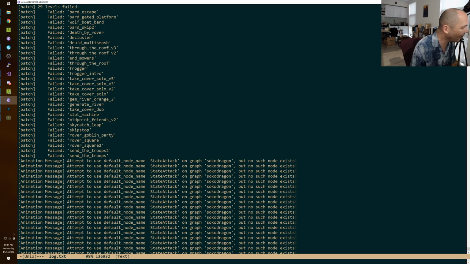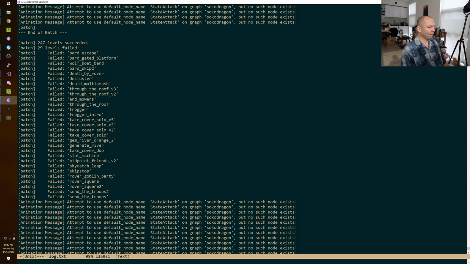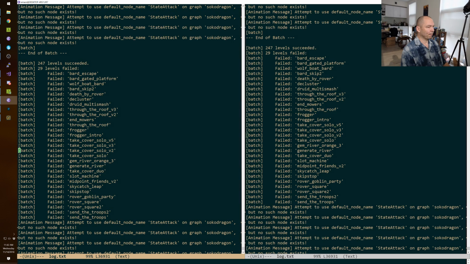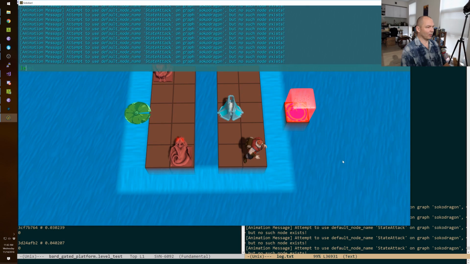Twenty-nine. Ugh, that's still a lot. But it could all be new levels. Like, I know Matt's added some levels. And then just weird timing changes. Okay, barred gated platform is timed. Let's look at that.